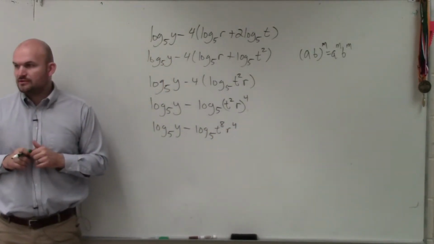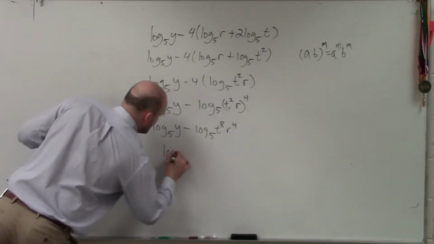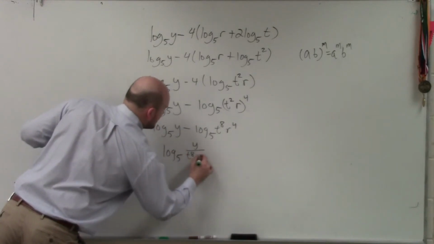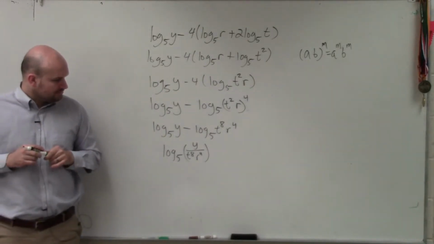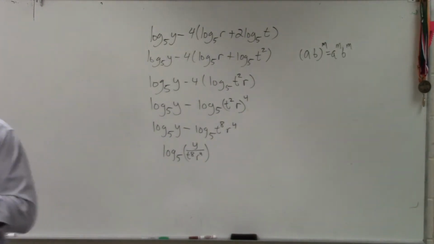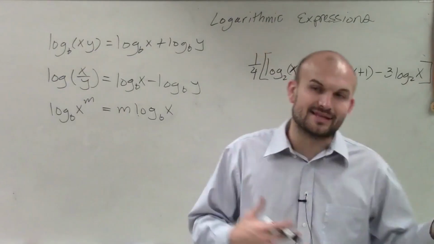Does everybody follow? See that? Then lastly, I see the division. So therefore, I write log base 5 of y over t to the 8th r to the 4th. And there we go. We're done. That's it. Now, we all know that when we're condensing this into one single logarithm, you can write that exponent up top.